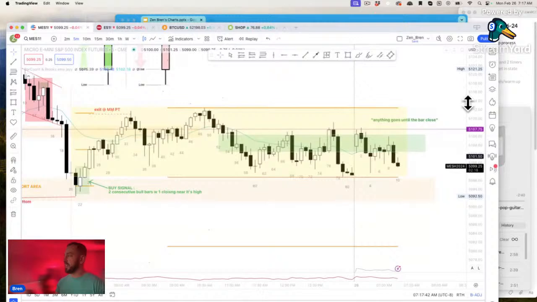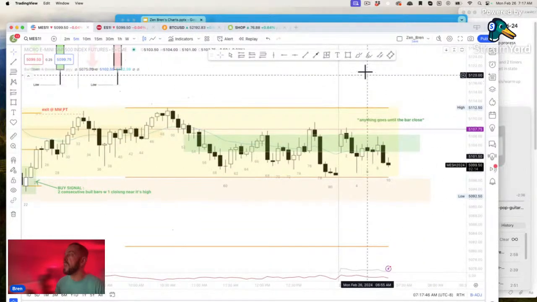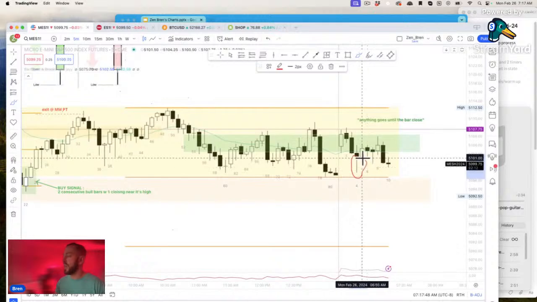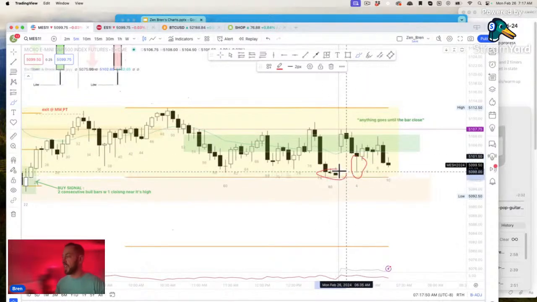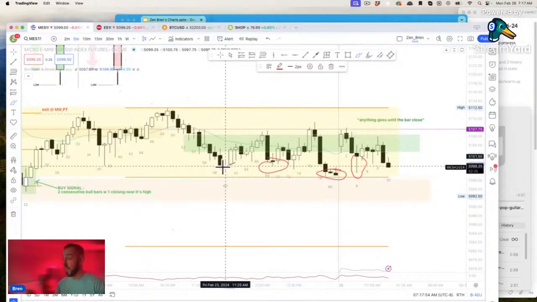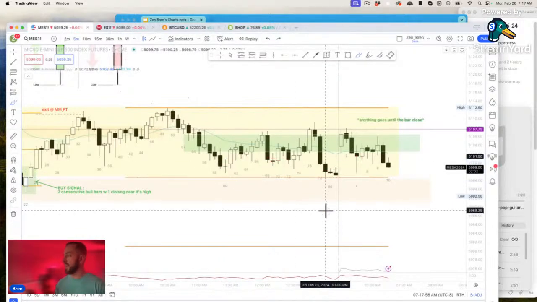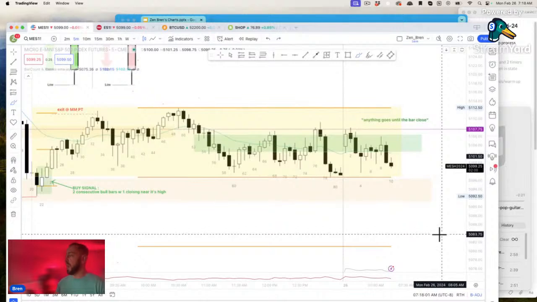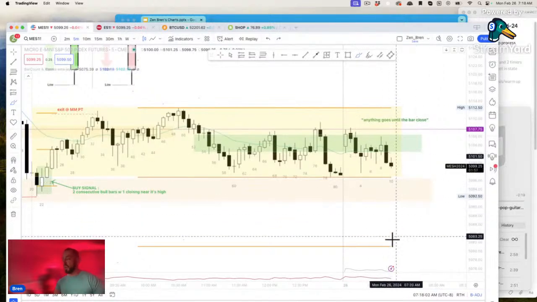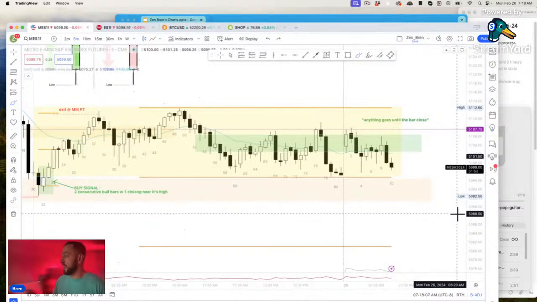Will the Bears get follow through? The Bears failed to follow through here. They failed to get follow through here. Too many buyers down there. Now, will the Bears get follow through? I've been saying one of these attempts is going to succeed. So maybe it'll be now. Maybe it won't. Let's see. We got 1 minute and 51 seconds on this candle.